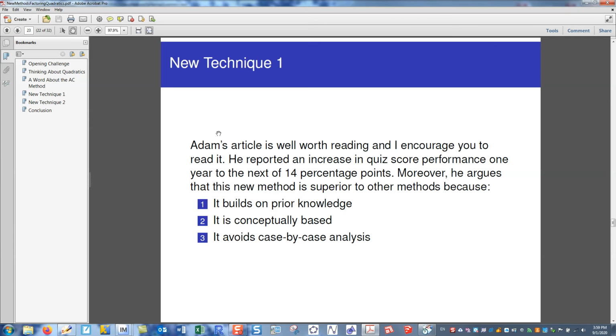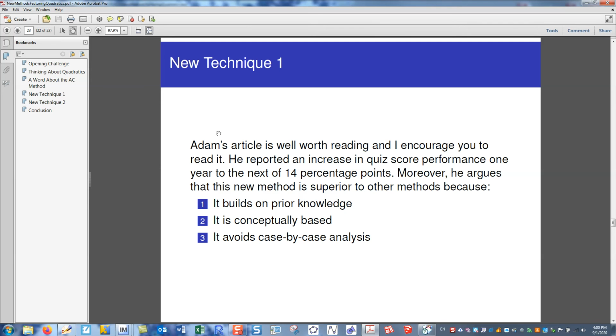He reported an increase in quiz scores from 1 year to the next of 14 percentage points, with small standard deviations, by the way, only 2 to 3 points, so it seems like a significant increase. Moreover, he argues that his new method is superior to other methods because it builds on prior knowledge. It's conceptually based. In other words, you can understand why it works with the understanding that Algebra 1 students have. And it avoids case-by-case analysis. In other words, you don't have to exhaust all solutions. In fact, you have to exhaust quite fewer. We had to look at a total of 7 times 2 if we think of the sign assignments, so something like 14 cases instead of 96.